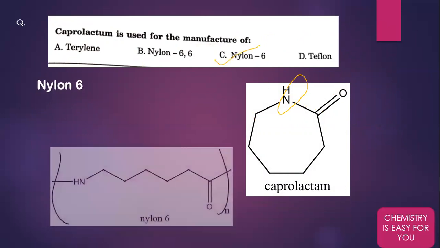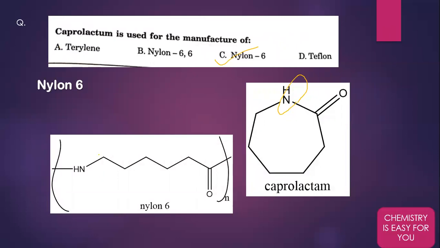Also, let's take a look at the structure of nylon 6. So NH, there will be CH2 5. 1, 2, 3, 4, 5. So NH, we can simplify this and write it as NH CH2 5 times. I'll be writing this CH2 5 times, CO N. This would be the simplified form of the polymer. So nylon 6 is the answer.